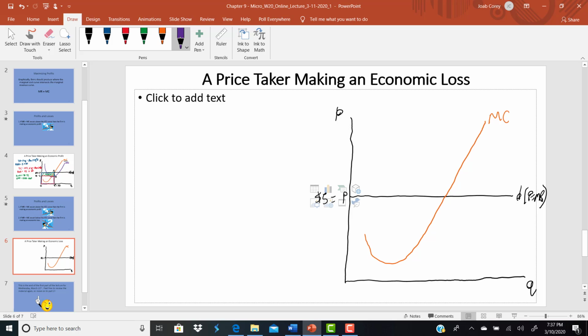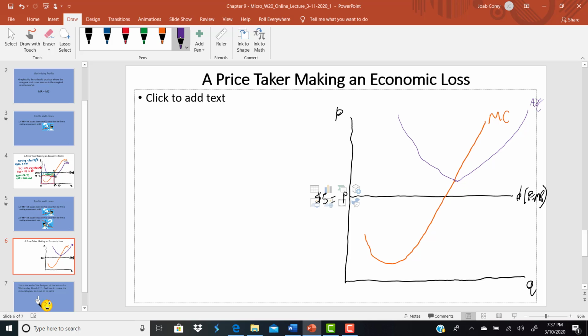Only this time we're going to draw our average total cost curve so that it is above that demand curve. So that U is just going to look something like this. Again, probably not the prettiest curve I've ever drawn, but it'll serve for our purposes. So that's our average total cost. So again, if we're looking at this graph here, there's a couple points that should jump out at you.